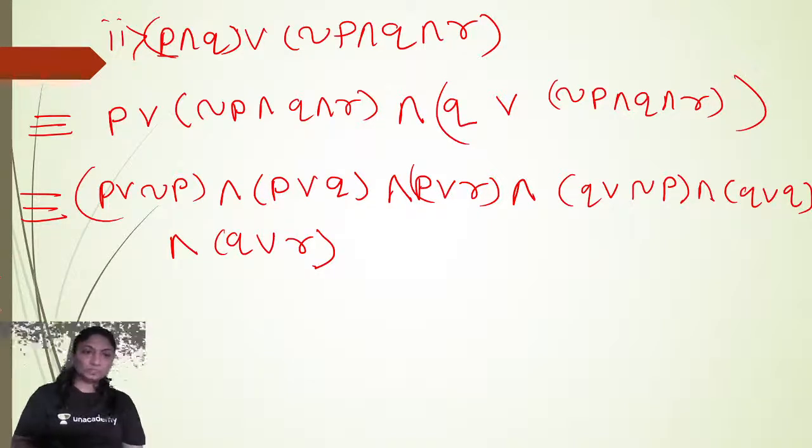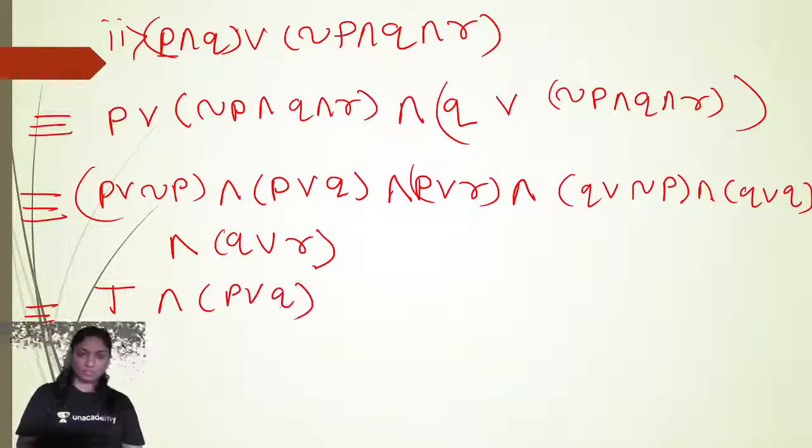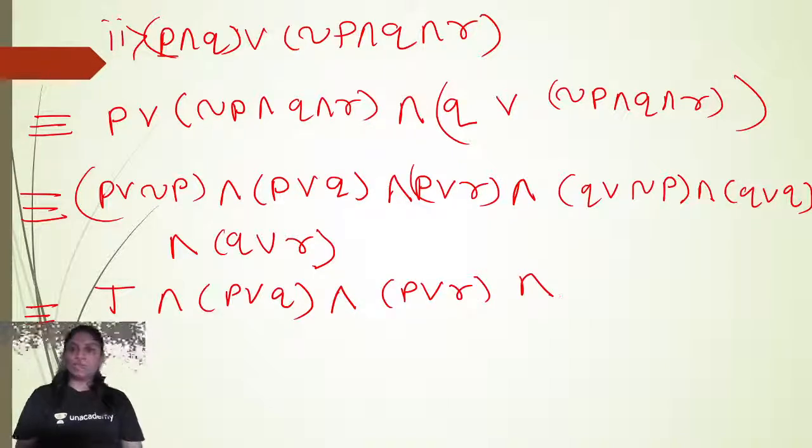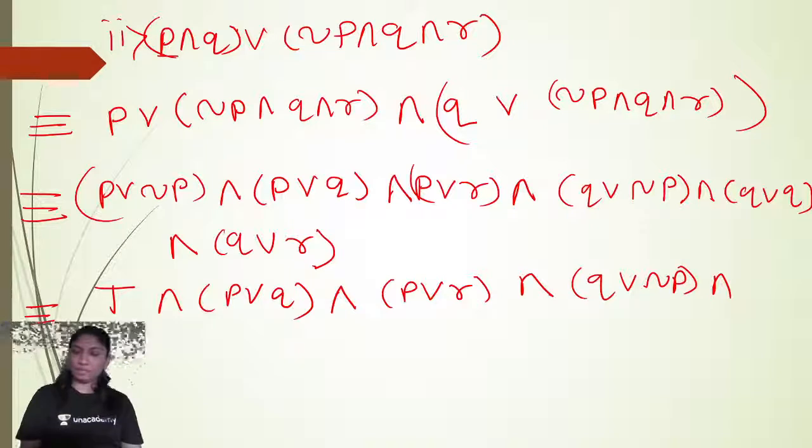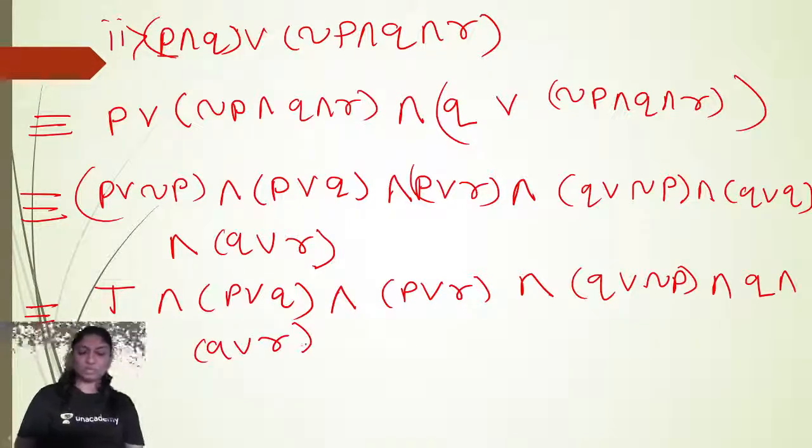Okay, now P or negation of P is always true: if P is true then negation of P is false, and if P is false then negation of P is true. So the truth value of this statement is always true. So we have True and (P or Q), and (P or R), and (Q or negation of P), and (Q or R).